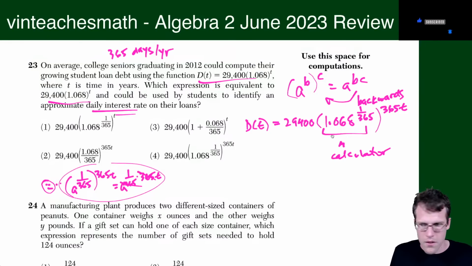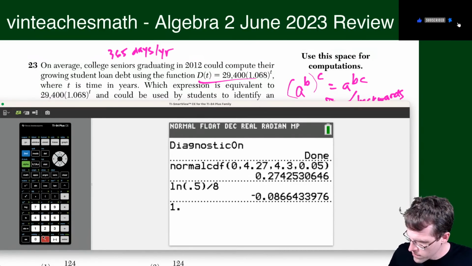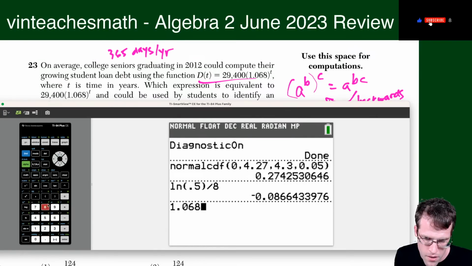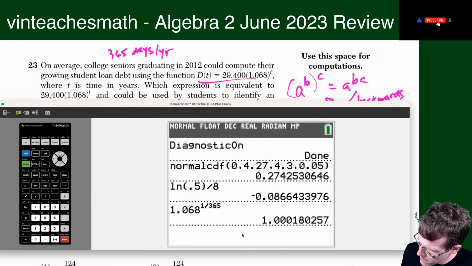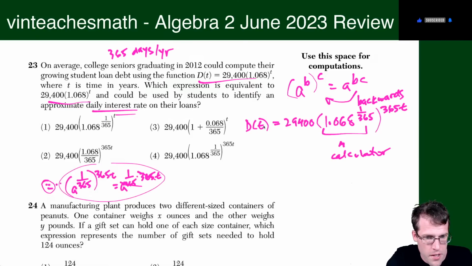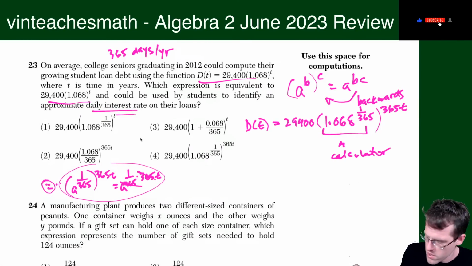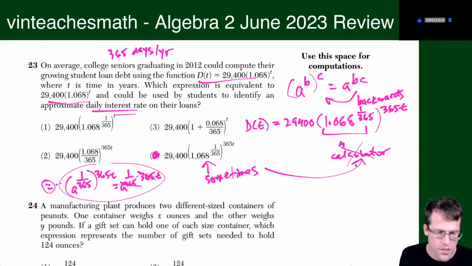So let's go for it. 1 point, and we have here 0.68 because I forgot, to the 1 over 365 is giving us 1 point. Oh wait, actually we don't have to simplify it. Those are seconds I'm never going to get back in life. It just matches choice 4, it looks like, right? Yeah, that's choice 4. So sometimes you have to do this. Okay, but not here.